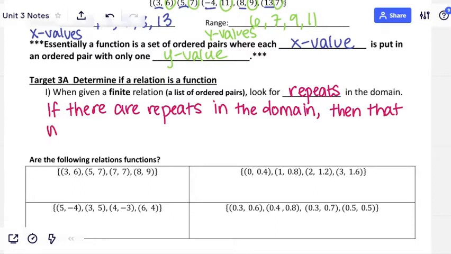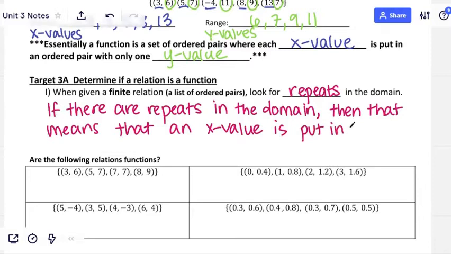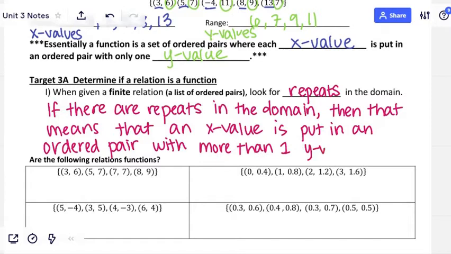then that means that an x value is put in an ordered pair with more than one y value. See, the key to being a function is this, is that an x and a y value can only be paired with one x value and one y value. You can't have two different y values for a given x value.